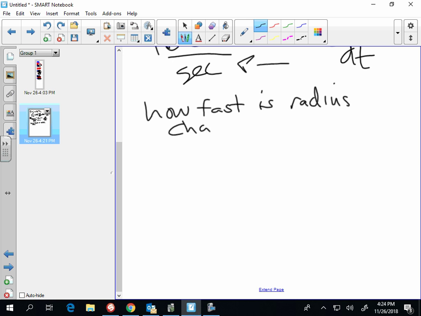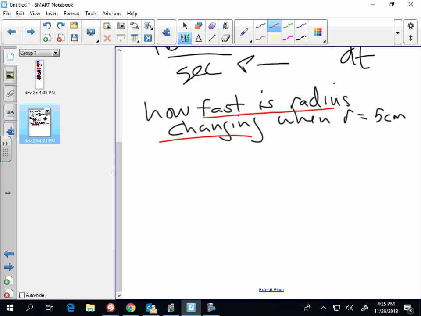How fast is the radius changing when r equals 5 centimeters? Well, what is that in calculus? It's a change in radius with respect to time. So this is dr/dt equals what? How fast is the radius changing when r equals 5?